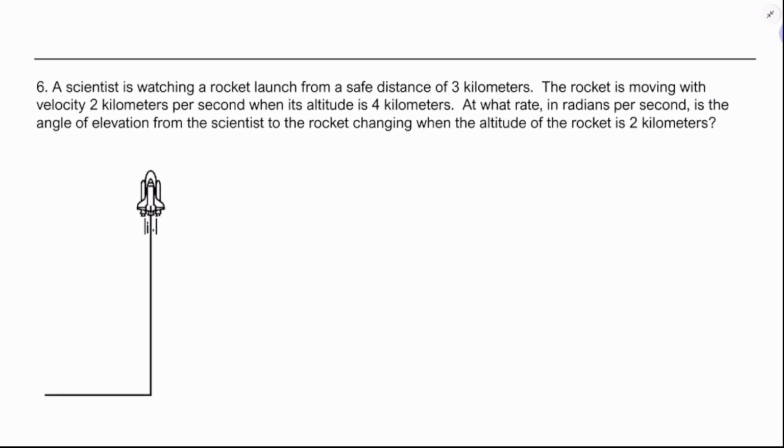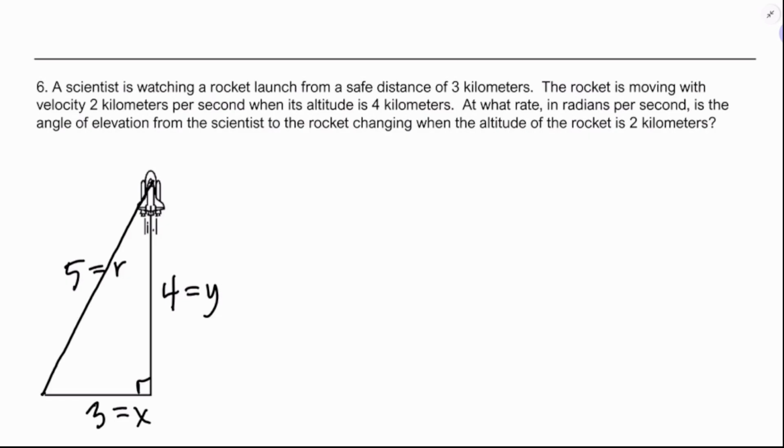All right, and number 6, a scientist is watching a rocket launch from a safe distance of 3 kilometers. The rocket is moving with velocity 2 kilometers per second when its altitude is 4. So I've got an altitude of 4 here. Safe distance is 3. That means I've got a 3, 4, 5 triangle. That's nice. And the rocket, okay, so I'm going to say that's y, 3 is x, and 5 is r.